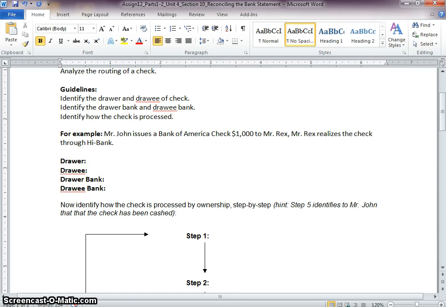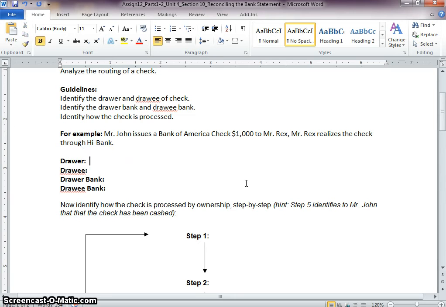So in this situation, Mr. John issues a Bank of America check of $1,000 to Mr. Rex, and then Mr. Rex realizes the check through High Bank. Okay, so all this is telling us is that Mr. John banks at Bank of America, and he wrote a check for $1,000 to Mr. Rex, and realizes is just a fancy way of saying cashes the check through his bank, which is High Bank.